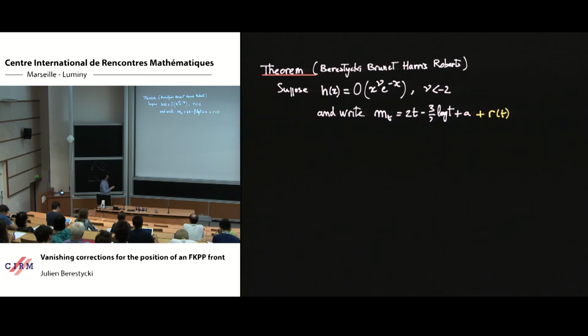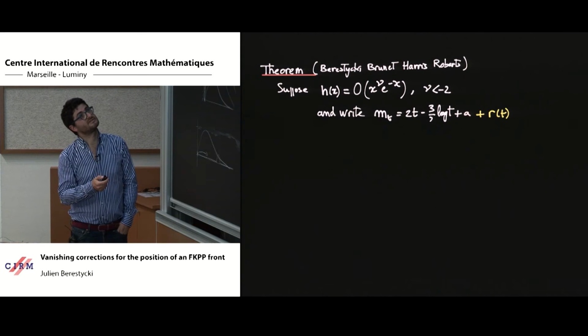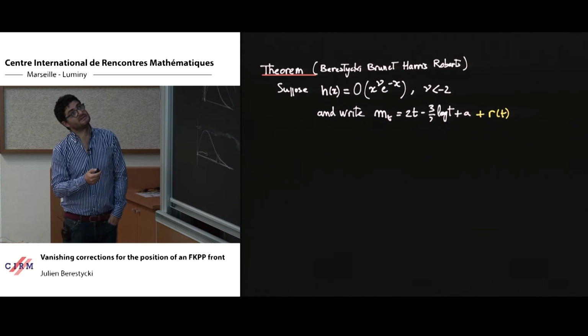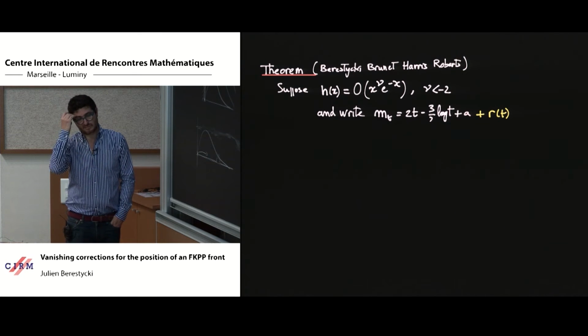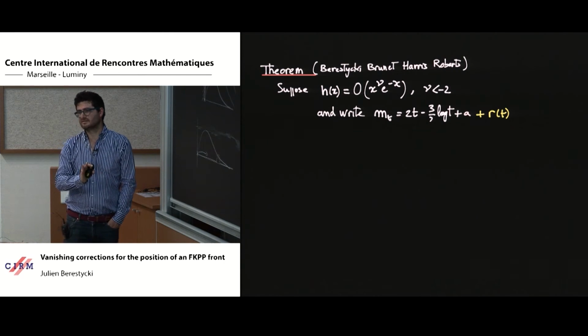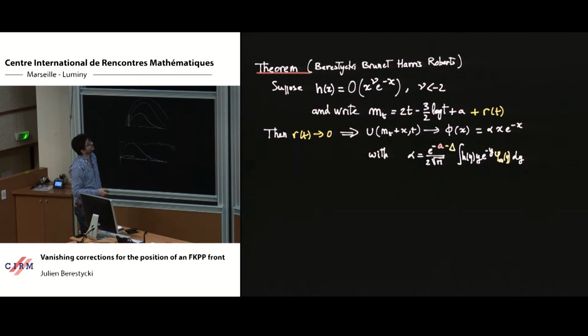So I'm going to introduce RT here, which is the rest. It's just some way of writing RT here, and MT here now is not the same thing as before. It's not the place where my front is 1/2 or whatever. This is the position of my killing boundary. Okay, it's a bit different. So here is the first result. If RT goes to 0, meaning if you choose MT exactly like one of those Bramson terms, okay, then you have convergence.